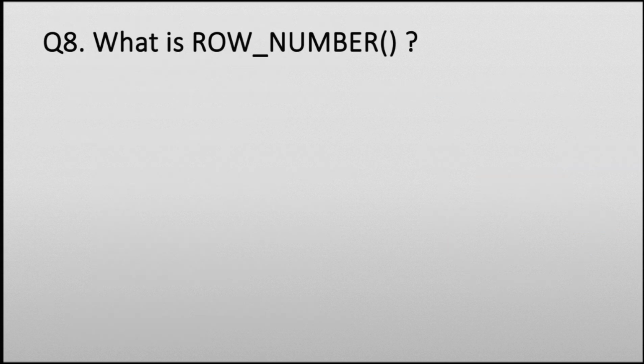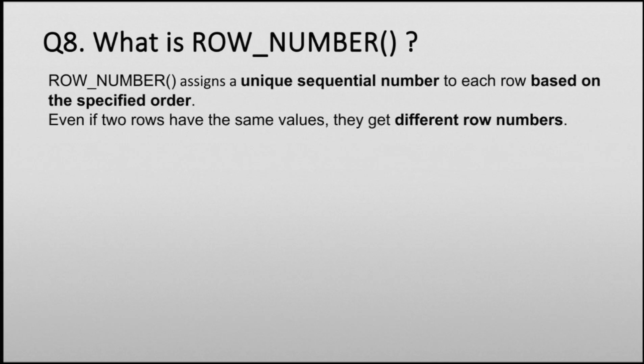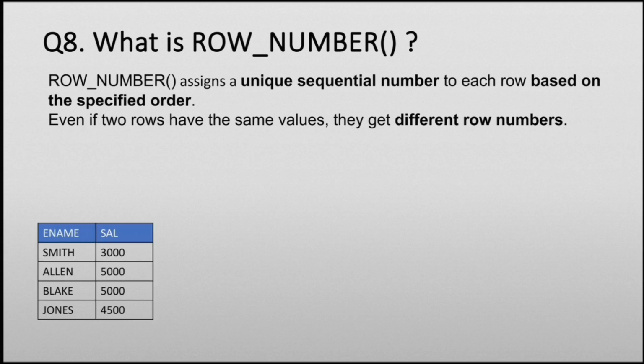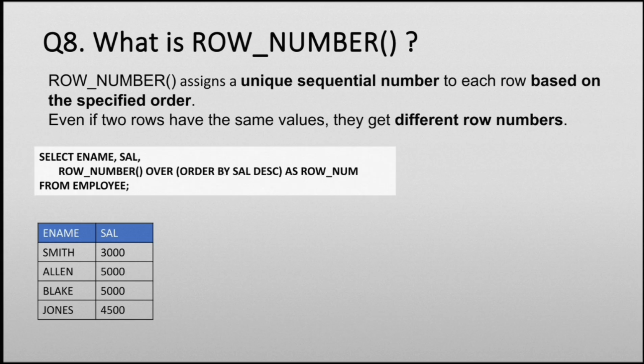Next question is: what is row number? Row number assigns a unique sequential number to each row based on the specified order. Even if two rows have the same values, they get different row numbers. Now look at this example. There is an employee table with two columns, ename and sal, and we have 4 records in it. Now the query states: select ename, sal, row number over (order by sal DESC) as row num from employee. Now the row number is applied on the salary column, which is ordered in descending order.